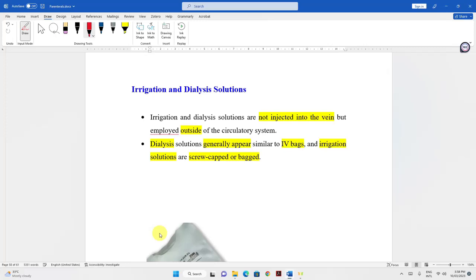The last thing we want to talk about in this part is regarding irrigation and dialysis solutions. We talked about this and we said that they must be labeled not for use for IV infusion. These are not injected into the vein. These are outside the circulatory system, and they are not supposed to go into the blood.